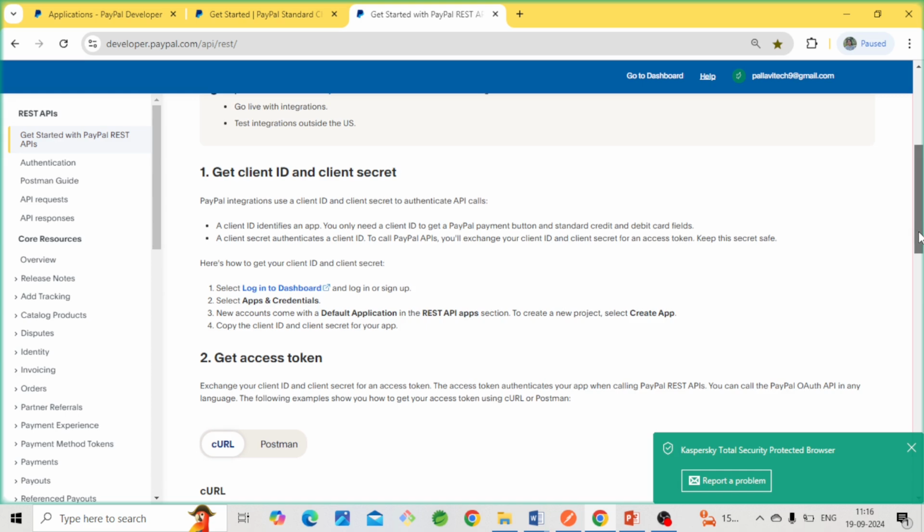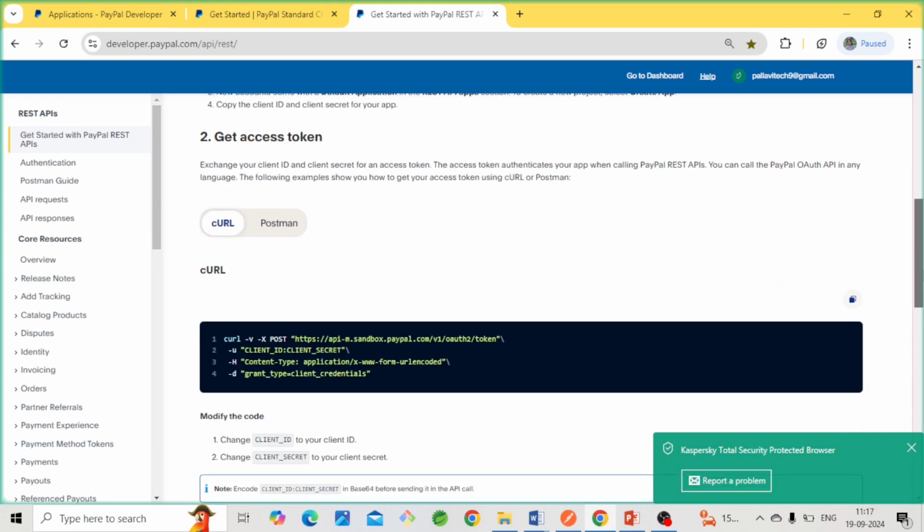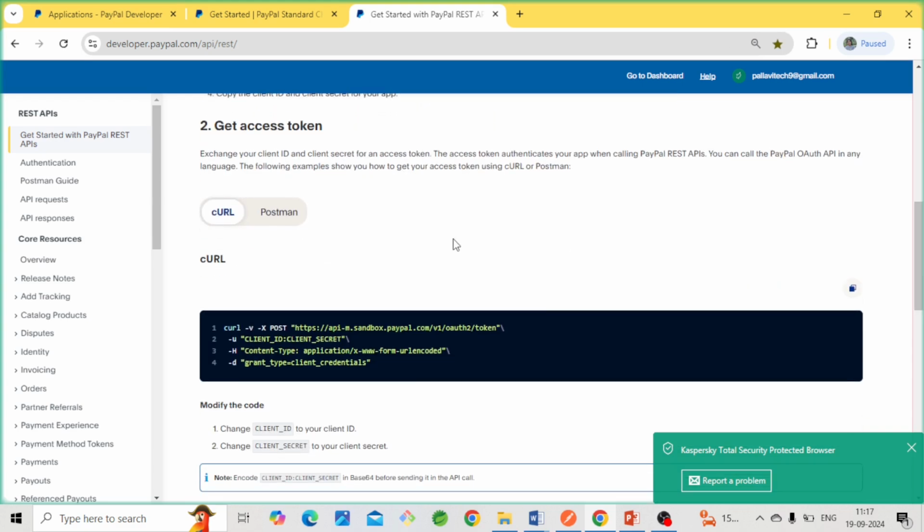Now we will get the access token. To get the access token, exchange your client ID and client secret for an access token. The access token authenticates your app when calling the PayPal REST APIs. You call the PayPal OAuth API in a language of your choice. The following examples show you how to get the access token using curl or Postman. So we are able to use curl or Postman in order to make the API call.